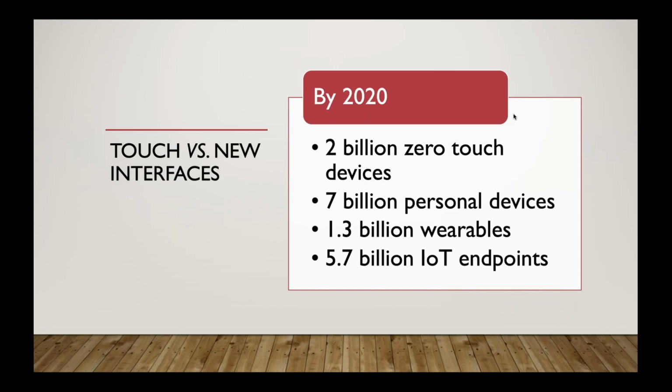Other statistics say that we are going to have 2 billion zero-touch devices, where you don't have to touch your phone; it's more about gestures and voice. 7 billion personal devices, more wearables, and billions of IoT touch points. So you're going to see a lot more information converging, and we might not be able to keep pace with the kind of information slush that is coming in.